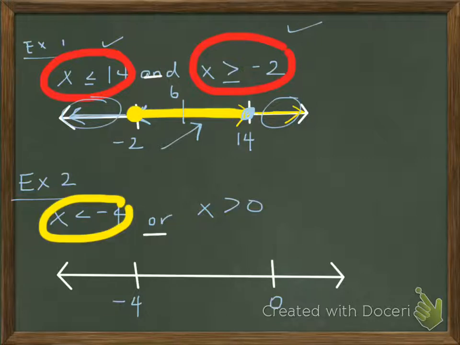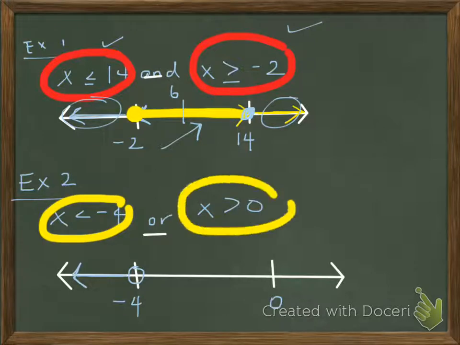Okay, so I'm going to graph. What kind of circle am I going to have? That's right, Zach. I'm going to have an open circle. Is my x on the left side? It sure is. Okay, so now, which way is my inequality sign pointing? It's also pointing to the left, so I'm going to draw my graph this way.